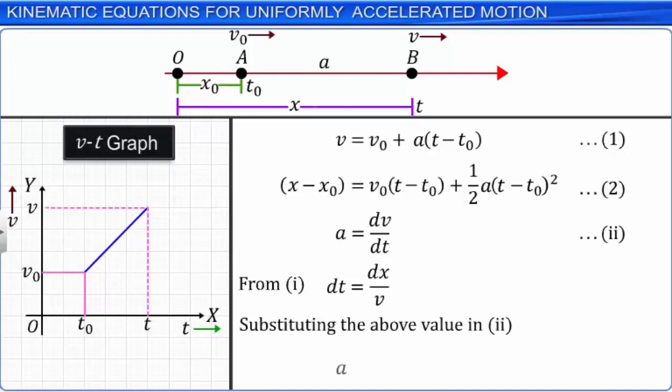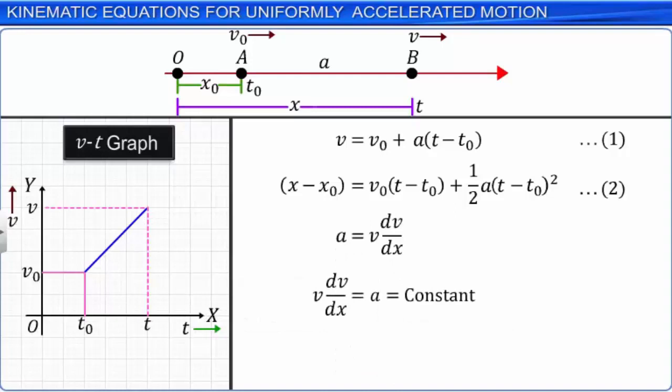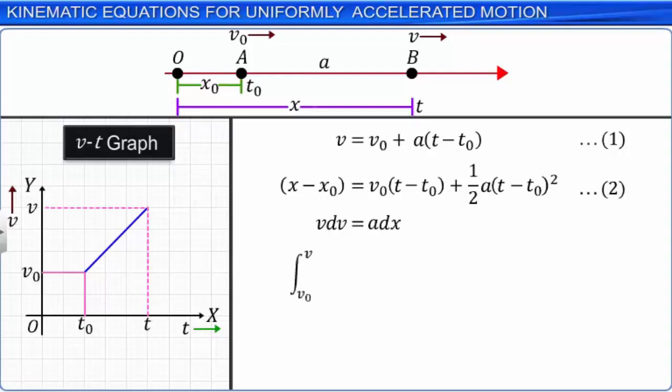By cross-multiplying, we get v into dv is equal to a into dx. Integrating both sides, we get integral v0 to v, v into dv is equal to a into integral x0 to x dx. This is equal to half v square minus v0 square equals a into x minus x0. Rearranging the equation, v square is equal to v0 square plus 2a into x minus x0. This is equation 3 of motion.